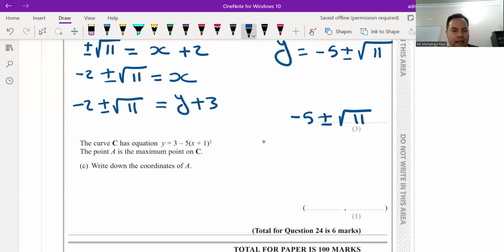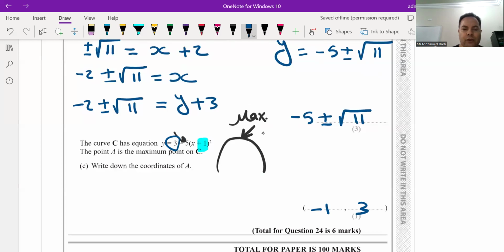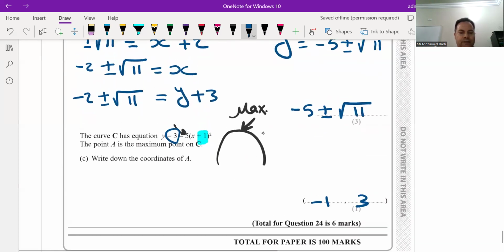The curve C has equation, already written in completing square form. The point A is the maximum. As we know, if the coefficient of x squared is negative, the curve will be like this, and the turning point represents the maximum point. You can find it by changing the sign of +1 to -1 and writing the value outside the same. So this is called the turning point, which is -1 and 3. That's it.